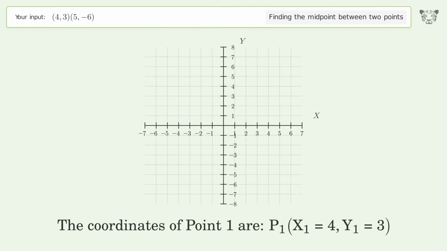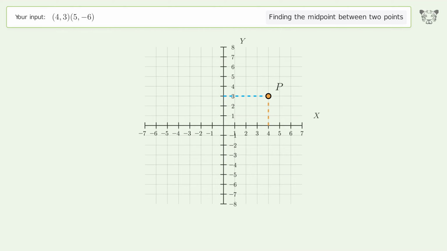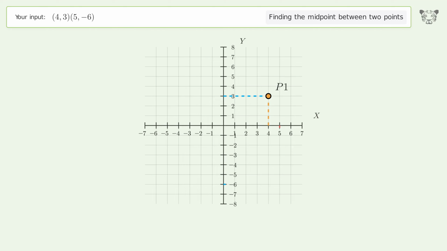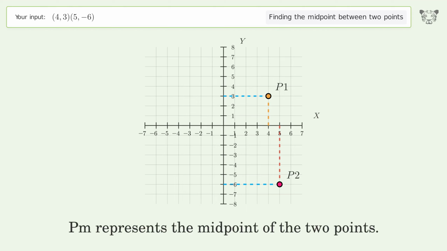The coordinates of point 1 are, x1 equals 4, y1 equals 3. The coordinates of point 2 are, x2 equals 5, y2 equals negative 6. PM represents the midpoint of the 2 points.